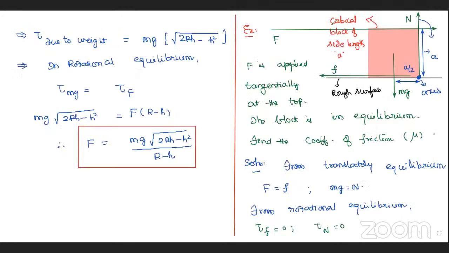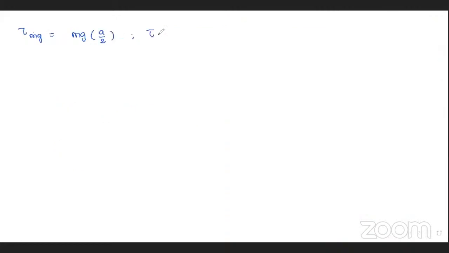So torque due to weight is equals to mg into perpendicular distance I mentioned in the diagram, that is A by 2. And torque due to force, okay, no problem, the torque due to force is force into perpendicular distance, which is A. So tau due to F is F into A.